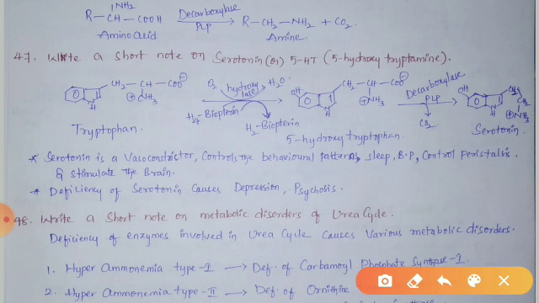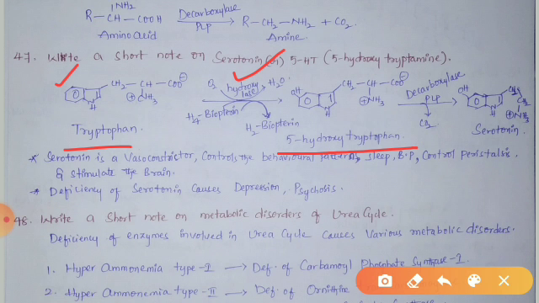Write a short note on serotonin or 5-HT. 5-HT is also known as 5-hydroxytryptamine. Tryptophan is the bioprecursor for the synthesis of serotonin. Tryptophan is an aromatic amino acid. In the presence of hydroxylase enzyme, an OH group is introduced at the fifth position of the tryptophan aromatic nucleus. So we get 5-hydroxytryptophan.